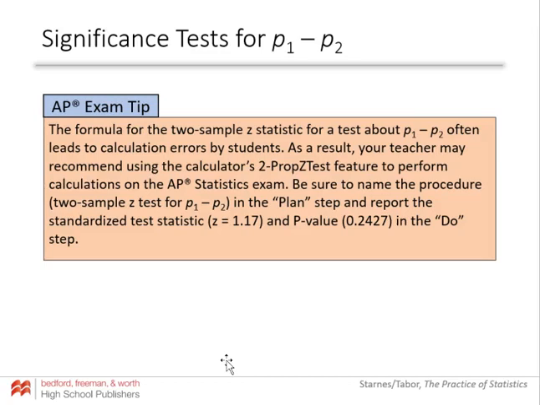Just a reminder that if you're going to use the calculator, which is totally acceptable, I would probably even recommend it just because that formula gets so messy, make sure you write down the standardized test statistic, that's a tough one to say, and the p-value. Also make sure that you name the test, so somewhere we need to say that we're doing a two-sample z-test for p1 minus p2. I would do that in your plan step where you are stating your conditions.